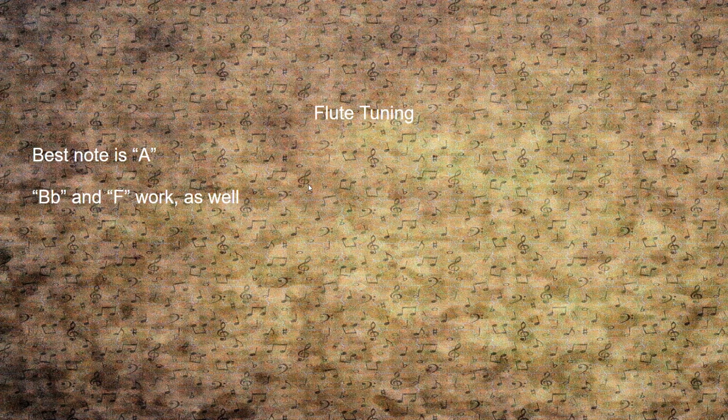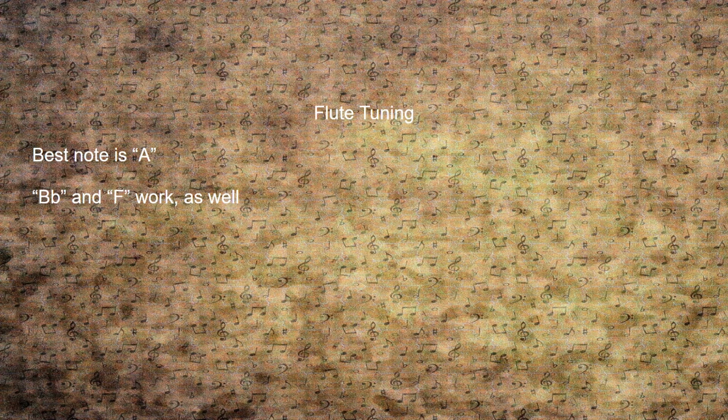Now for tuning a flute, in most band settings we tune to B flat or F, and they work pretty well on flute. But the best note to tune a flute to is A. By best I mean it's the note that's the most stable, and it's the note that's going to make most of the instrument in tune. As we all know, different instruments have different notes that tune differently. I'm going to show you those specific notes on flute in a second.